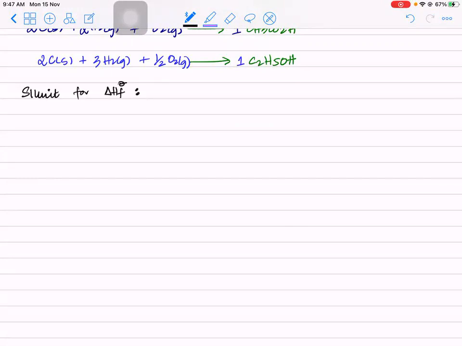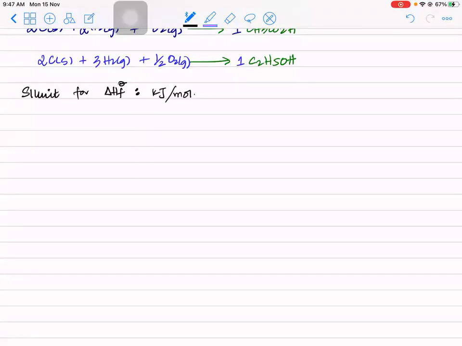So this is energy change. Therefore, the energy change is in kilojoules. And this is the energy change, can I say per mole? Because it is for 1 mole of anything that is formed. So therefore, the SI units would be kilojoules per mole.